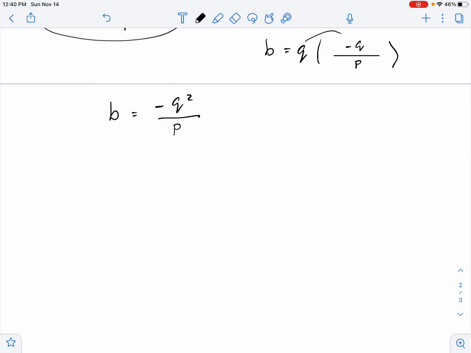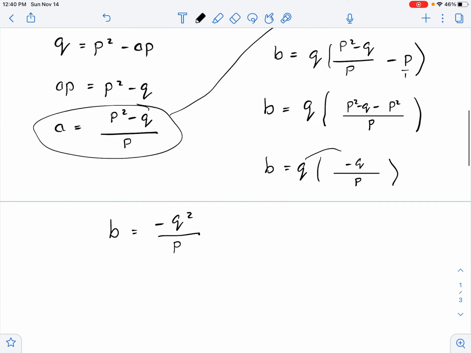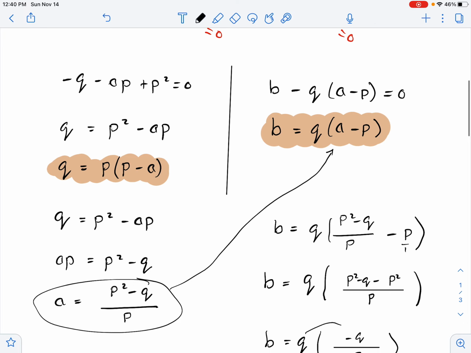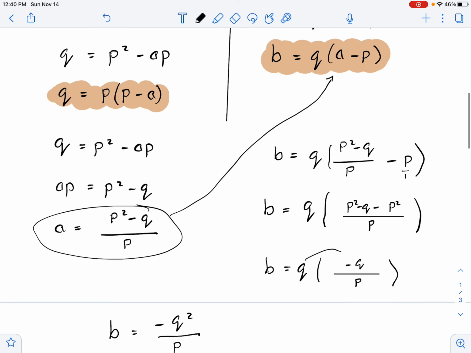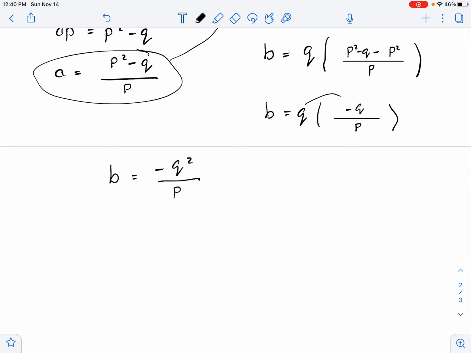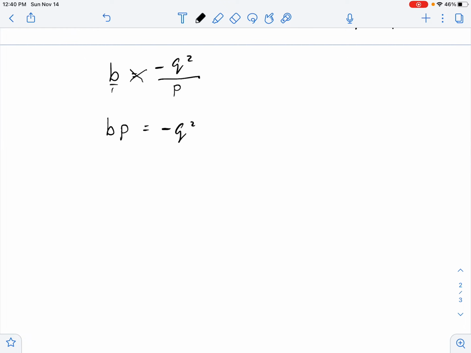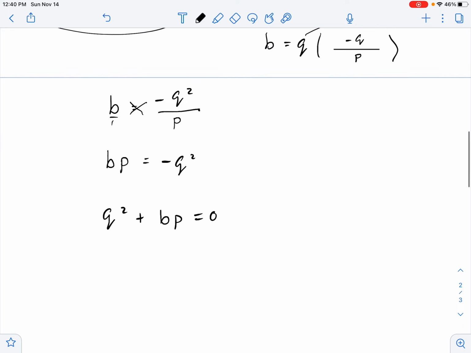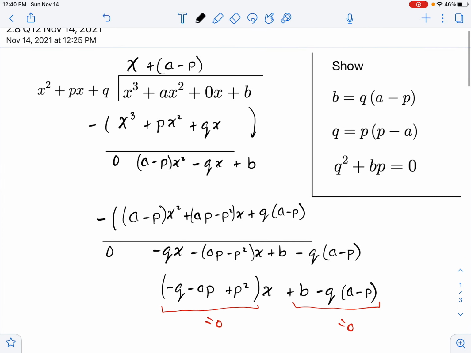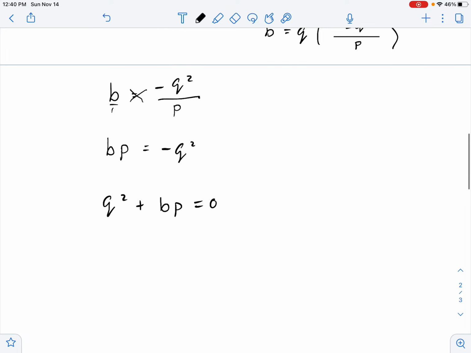If I bring that term to the other side, I just remind myself what I need to show, that q squared plus bp is 0. So if I cross multiply, I will get that b times p, cross multiplying b all over 1, is equal to negative q squared. And then adding q squared to the left-hand side, I get that q squared plus bp is equal to 0. Yes, perfect. So that's what we're asked to show.